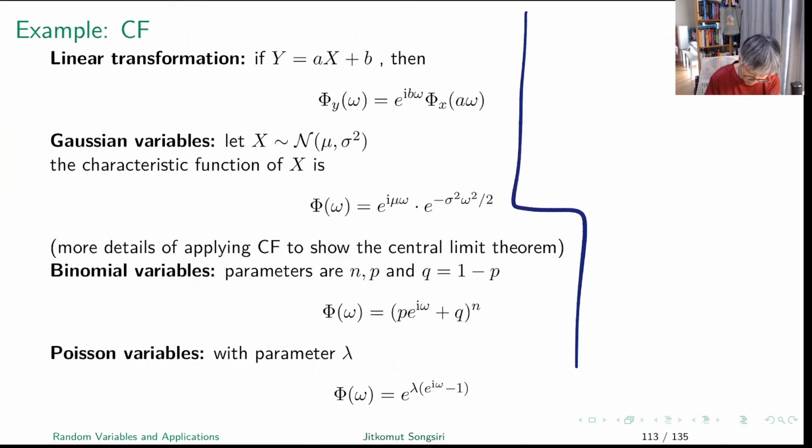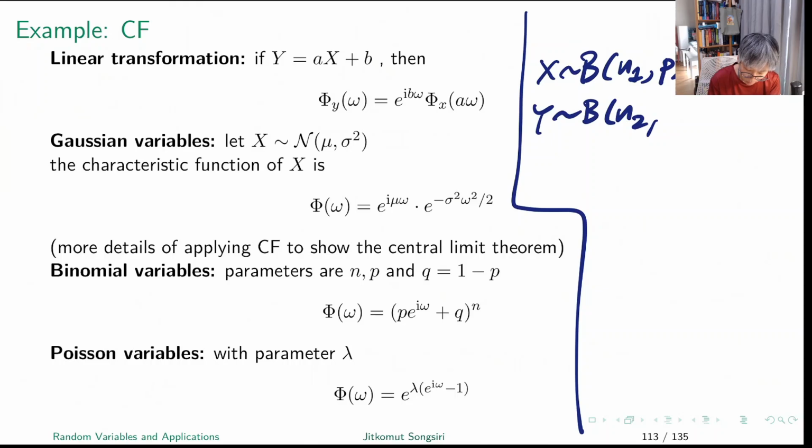Suppose I have X, a binomial with n1 trials and probability of success p, and Y as another independent binomial random variable with the same probability of success, but the number of trials is different, n2. Also X is independent of Y. My question is, what is the distribution of X plus Y?